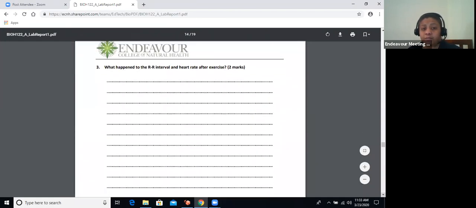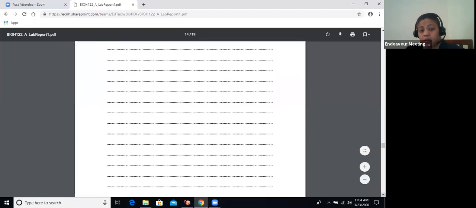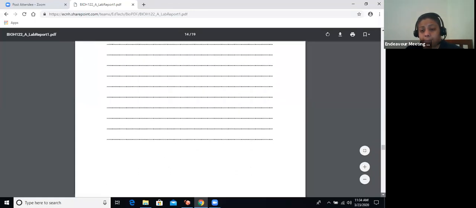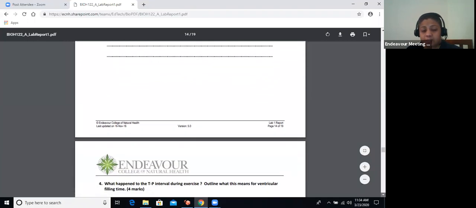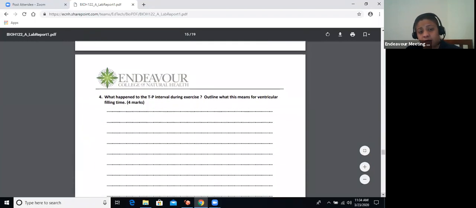Okay, and then there are a few questions around the understanding of these intervals. So what happens to the RR interval and heart rate after exercise? Just remember that whenever the heart rate increases, the RR interval will be shorter. You will be able to see this in the data that is given to you, and you will have to explain why that happens, if there is a change, basically, right? So same thing for the TP interval.